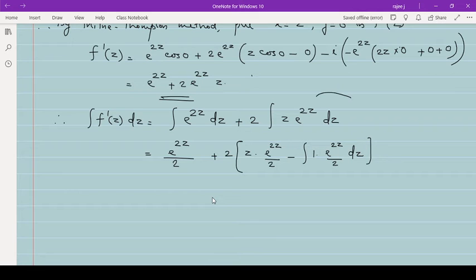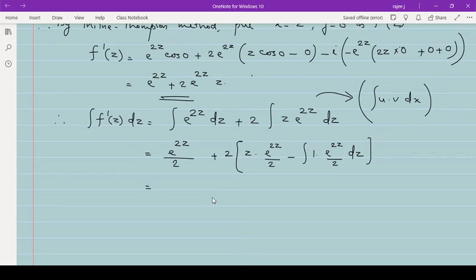So here we are using the integral of u into v dx formula. Okay, I hope you remember this. So this is first into integral of second minus integral of derivative of first into integral of second. That is what we used here.